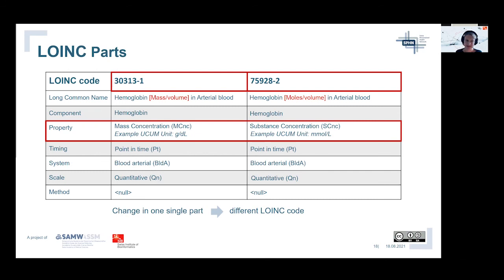Now I mentioned the units. The units are not part of the definition of a LOINC code, but the Regenstrief Institute, which is hosting LOINC, provides example units, and as they recommend UCUM as a standard convention for units, we have here for the first one gram per deciliter, and for the other one millimole per liter as an example, and you can find that information also in the LOINC browser for each LOINC code for lab.